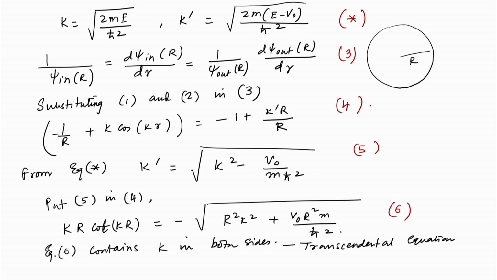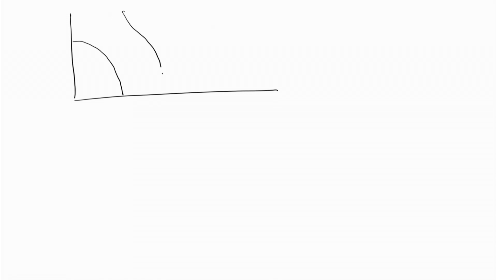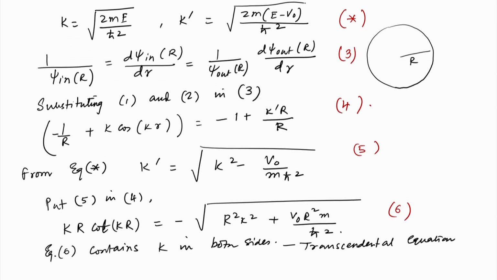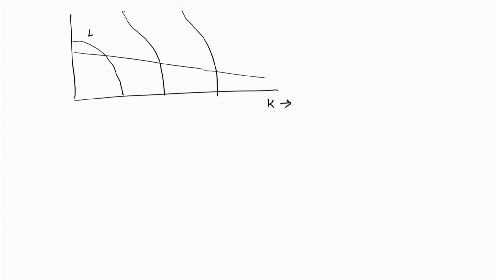So, what I will do is plot both these sides separately and show you a schematic solution. So, these are the cot functions, and these are the solutions. So, this is k, and these are two different sides. This is the left side, so let us call it L, and this is R.